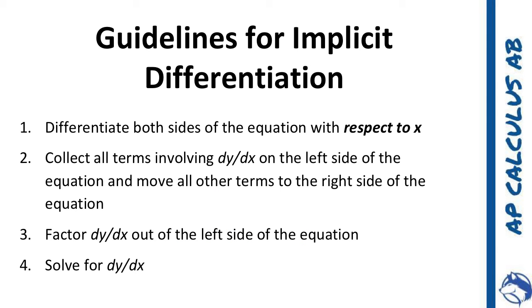First, let's go over some guidelines for implicit differentiation. Step 1: differentiate both sides of the equation with respect to x, so basically we just start taking the derivative. Step 2: collect all terms involving dy/dx on the left side of the equation, and put all the other terms on the right side. You'll see what that looks like in just a second. Step 3: factor out dy/dx on the left side of the equation. Step 4: solve for dy/dx. So these are the 4 steps to think of as we go forward.